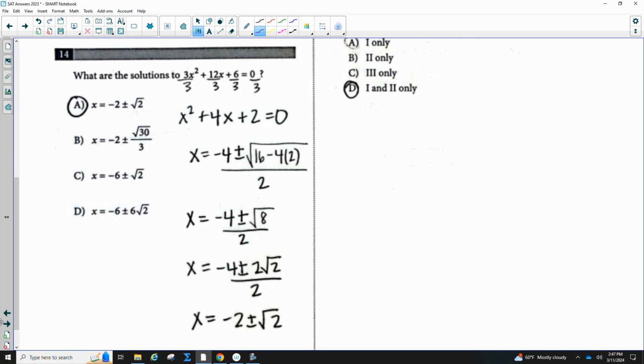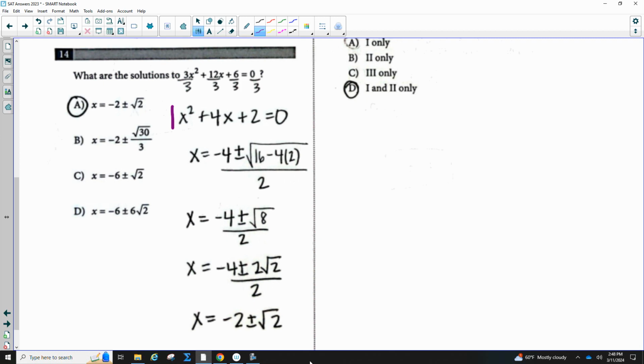One thing I did do to make it easier is divide everything by 3. If you didn't, it's just bigger numbers that you then have to simplify. But if you have a common number, divide it out, you get this. And now I have just a is 1, b is 4, c is 2, so x equals negative b plus or minus square root of b squared minus 4ac all over 2 times 1. Just keep simplifying if you guys remember how to do quadratic equation, okay?